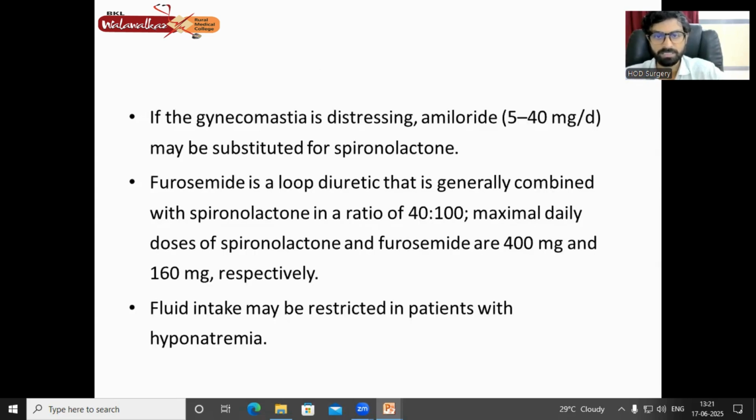If gynecomastia is distressing, amiloride, in a dose of 5 to 40 milligram per day, may be substituted for spironolactone. Furosemide is a loop diuretic that is generally combined with spironolactone in the ratio of 40 to 100. Maximal daily doses of spironolactone and furosemide are 400 milligram per day and 160 milligram per day respectively. Fluid intake may be restricted in patients with hyponatremia. So the indication for restriction of fluid in ascites is usually hyponatremia.